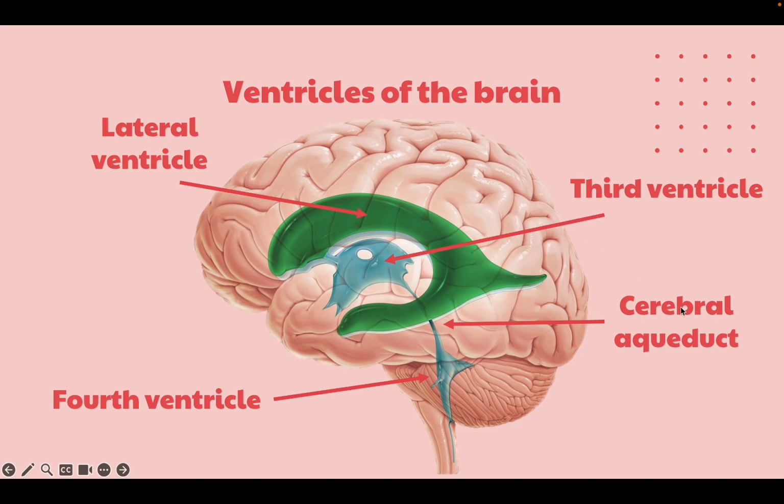Then we have the cerebral aqueduct, which is between the third and the fourth ventricle. Here's the fourth ventricle, which is by the cerebellum. So look at the cerebellum and you could see the fourth ventricle.